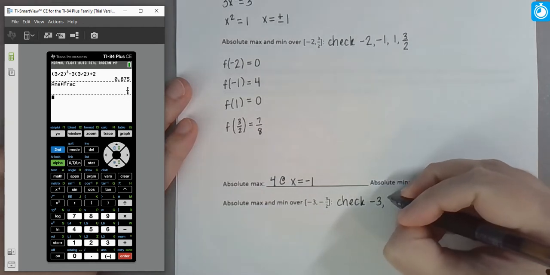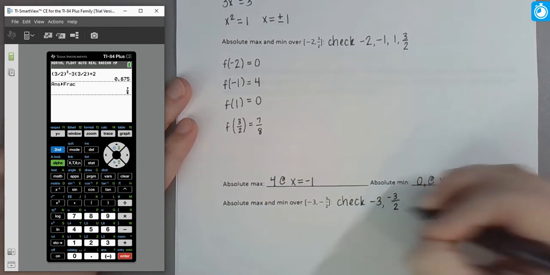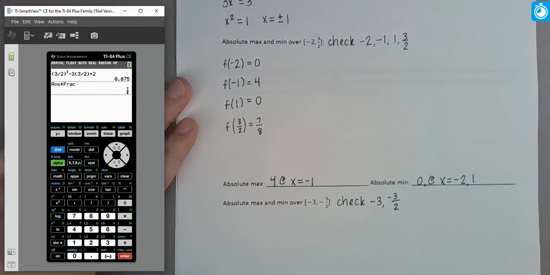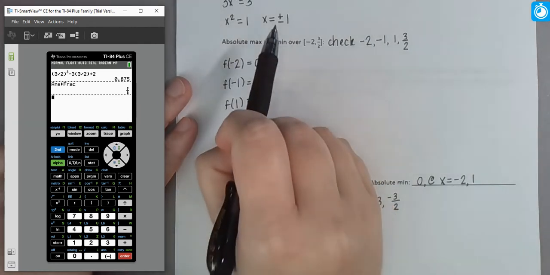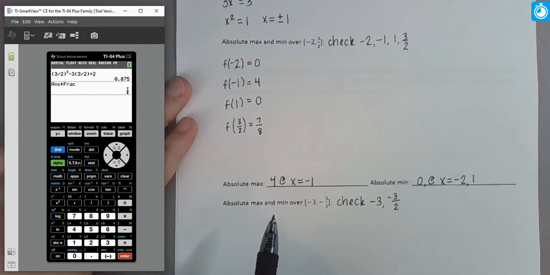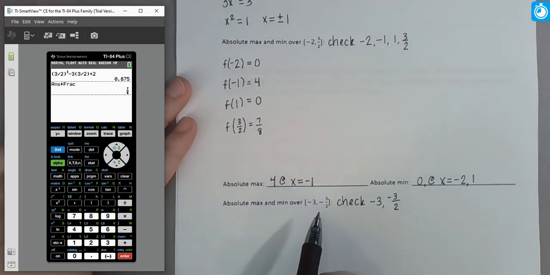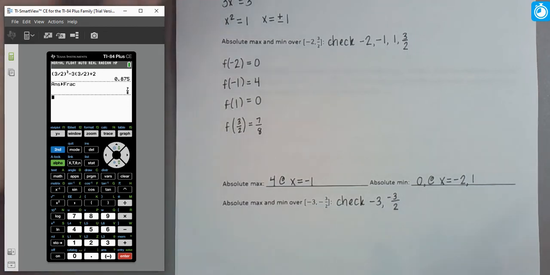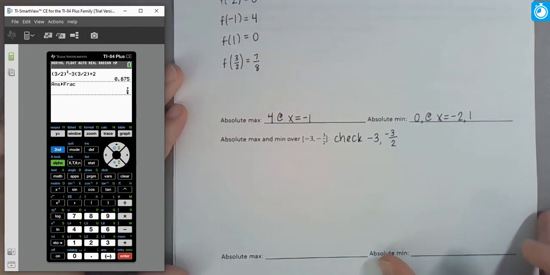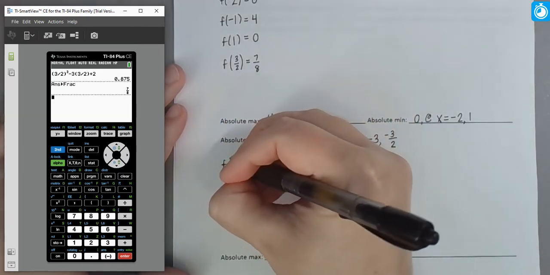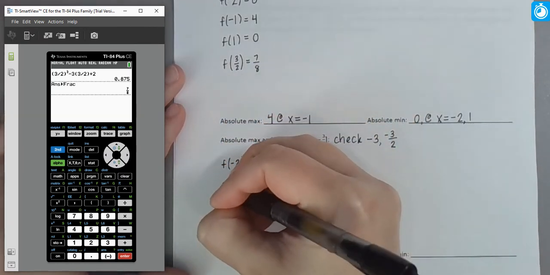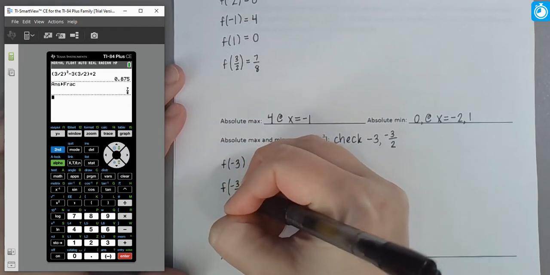So that means in this case, we're only going to check our endpoints. One is going to represent the location of our maximum. One is going to represent the location of our minimum. And again, the reason we only check the endpoints is because this particular interval doesn't actually contain either of our critical values. These are the only locations for critical values, and they're not within this interval. So that means our max and min have to occur at our endpoints. So now we just need to check those endpoints. So f of negative 3 and then f of negative 3 halves.